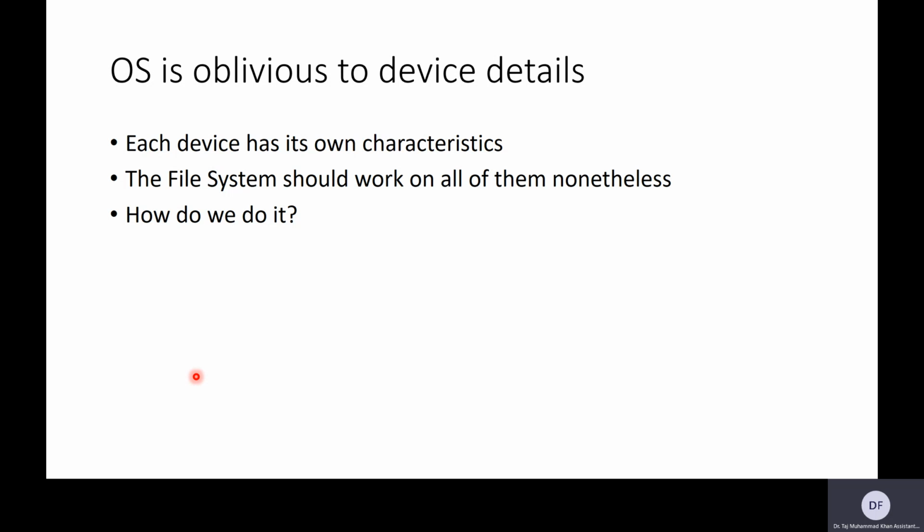So how should the operating system manage all those devices, and how should it ensure that the file system works to store files and directories, whether it is on the rotating hard disk or on the USB flash drive? So how does it do it?